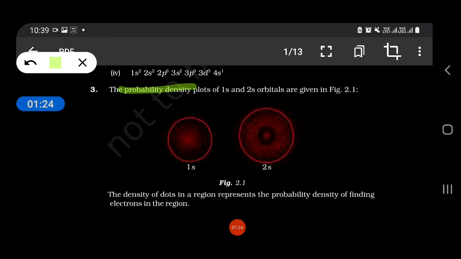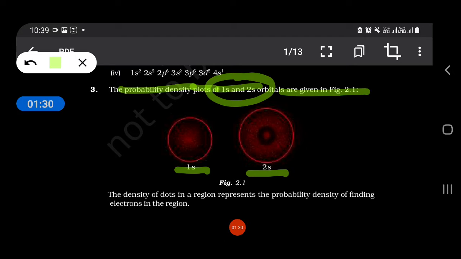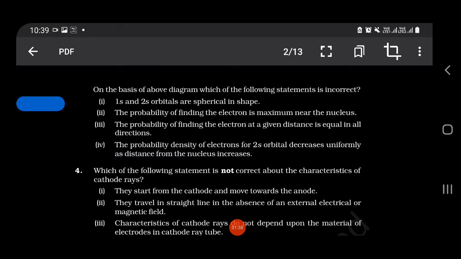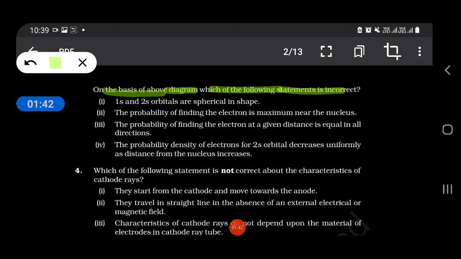The probability density plots of 1s and 2s orbitals are given in figure 2.1. The density of dots in a region represents the probability density of finding electrons in the region. On the basis of the above diagram, which of the following statements is incorrect? So our answer goes with 4.